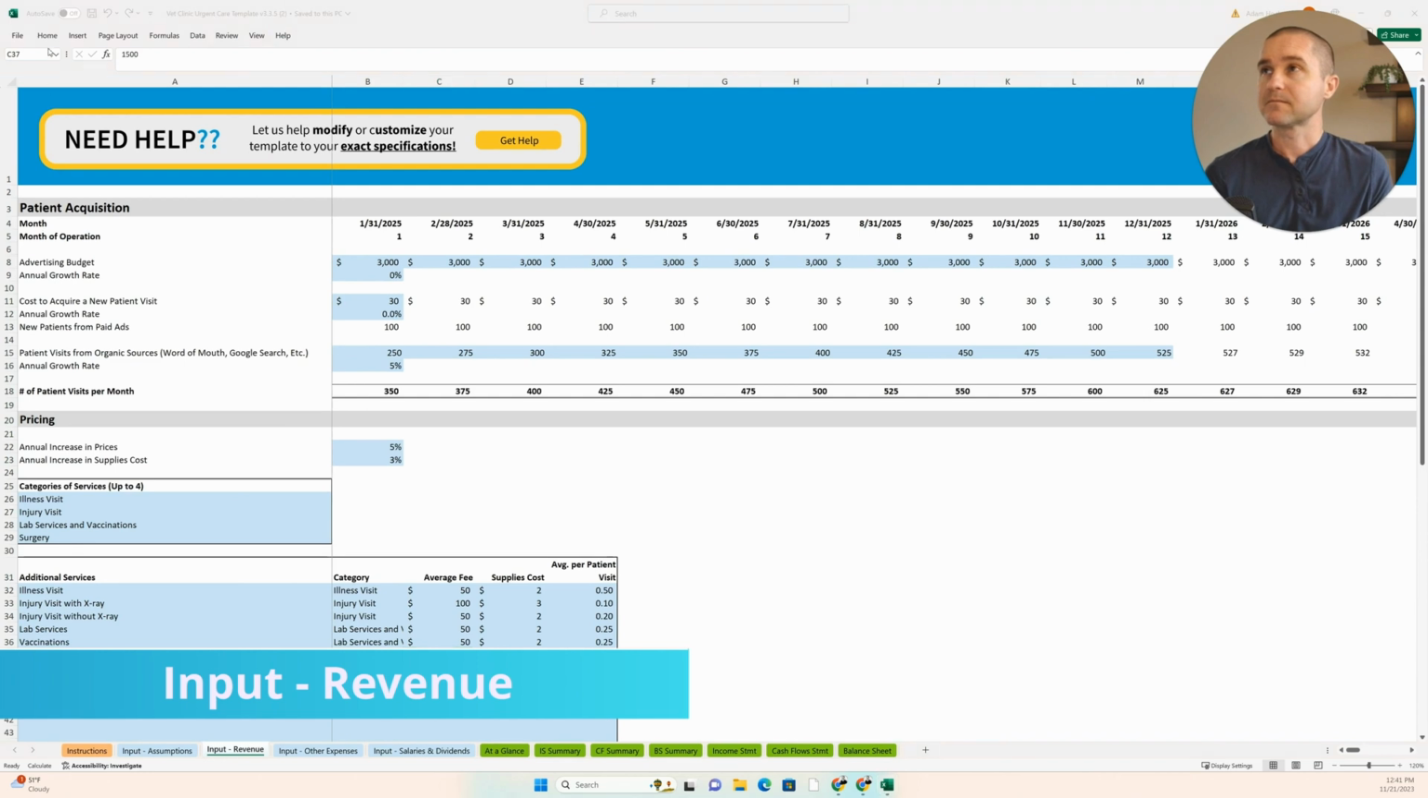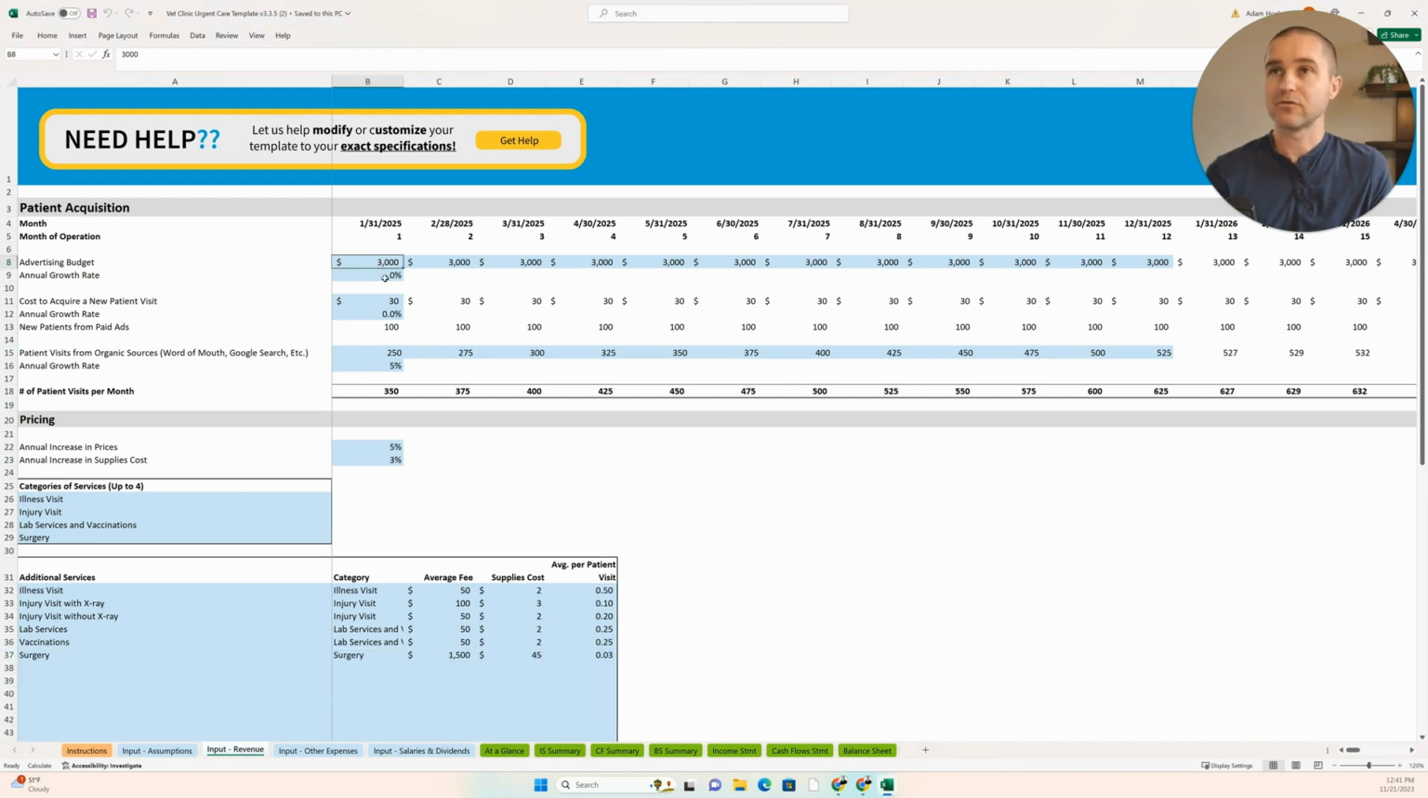So here, we're going to assume an advertising budget of $3,000 a month, and then the cost to acquire a new patient visit is $30. And the assumption here is that people are probably going to be googling something like urgent vet clinic when they have an urgent need, right? And so if you do some Google advertising, you're going to show up, and if you're nearby and open, that's probably how you're going to get a good chunk of your customers. You're also going to get customers from organic sources, so word of mouth or just organic Google searches. So we have assumptions here based around just the word of mouth visitors as well.